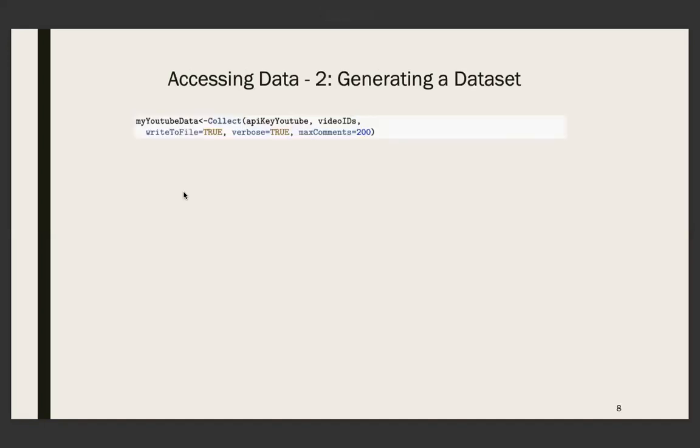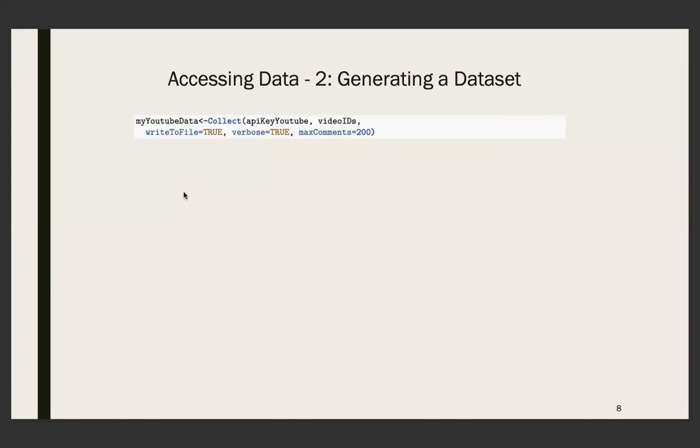Next is generating a data set. We will use the collect command of the Vosonsml package and refer to the generated objects API key YouTube and video IDs from the previous step in order to access YouTube. And the commands write to file, which has been set equal to true, and verbose set equal to true, not only allow us to write the collected data to a file, but also to collect additional information on the process and data gathering if necessary. Now, a new dataset, my YouTube data, is generated from this by running this command.